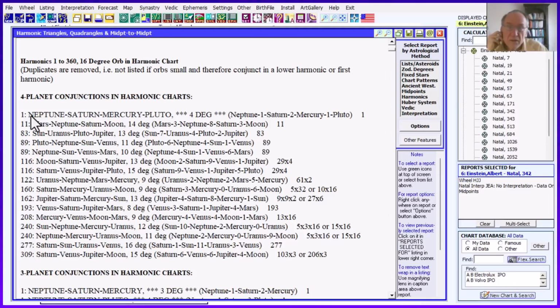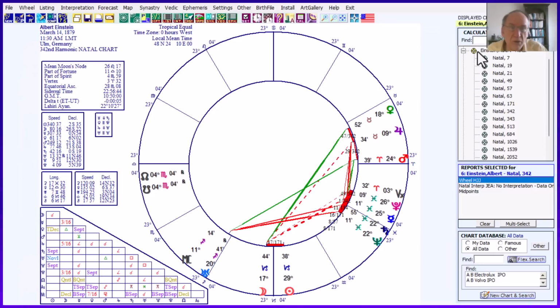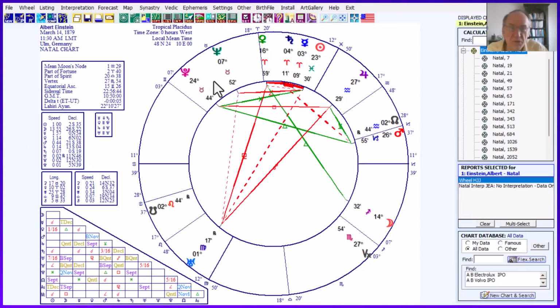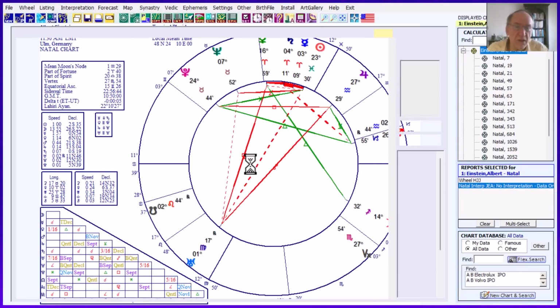So we have, wait, hold on a second. I need to go back to his birth chart. Sorry, I'm in his vibrational chart. I'll go back to his birth chart. And I've already selected it here, so I'll just click on this.